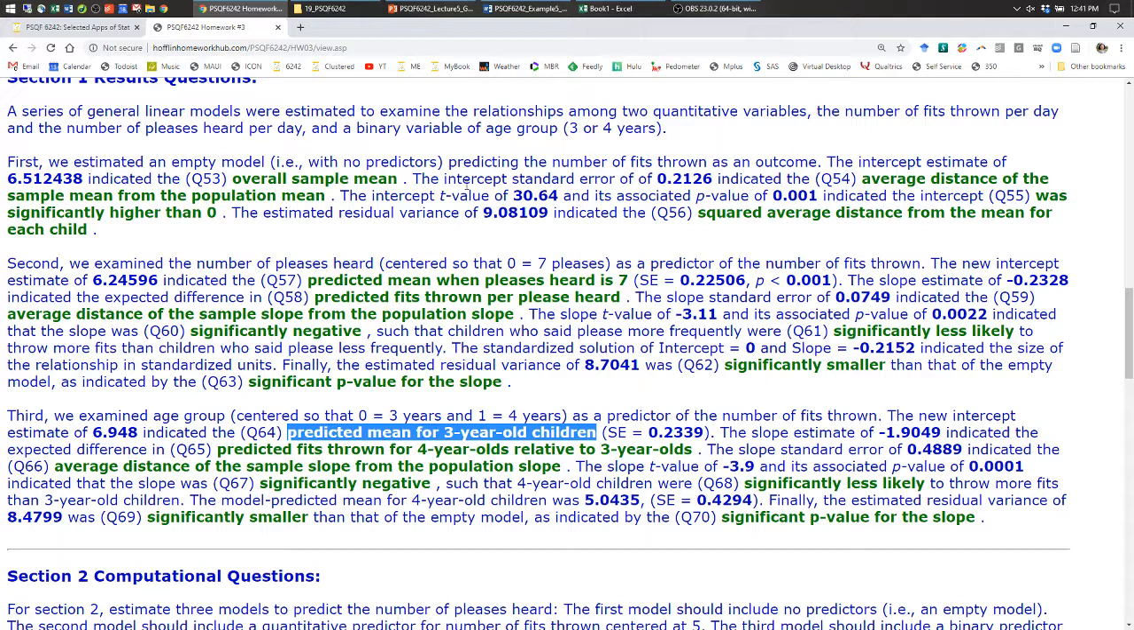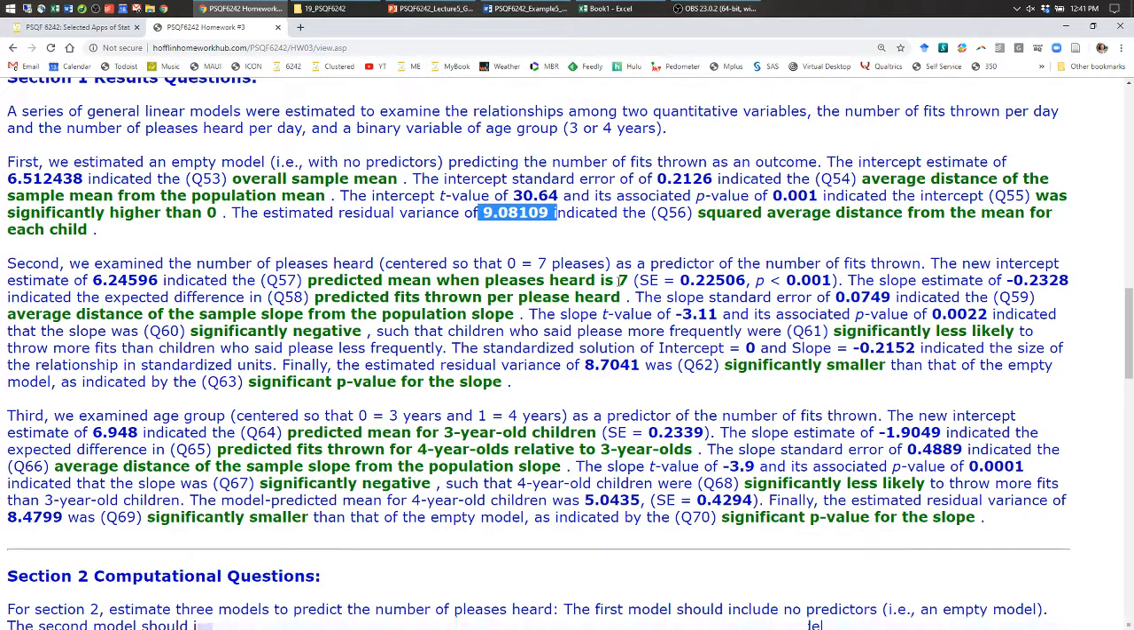So variance is the squared metric. Standard deviation and standard error are regular metrics, the unsquared metrics. So variance, the estimated residual variance from the empty model right here, for example, that's all the variance in your outcome, and that's in squared units. So it's the squared average deviation from the mean for each child. From here on out, if I'm asking for standard errors for the intercept or standard errors from the slope, it's going to be in the unsquared metric.